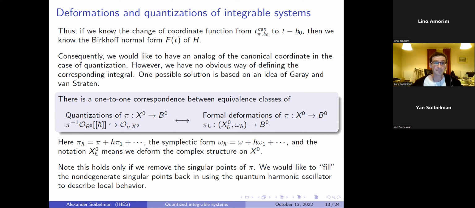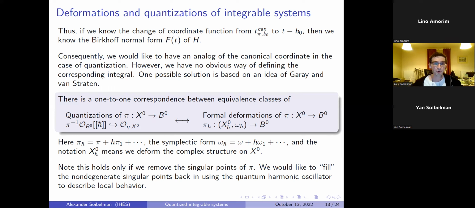This is based on an idea of Garay and Stratton, that there is a one-to-one correspondence between equivalence classes of quantizations, defined in the way that I've defined them, and formal deformations of integrable systems. By formal deformation, I mean I am deforming the complex structure of my manifold, and I'm deforming the symplectic form, so it's going to be a formal power series in h bar, and I'm also deforming the mapping pi. But I do not deform the base.